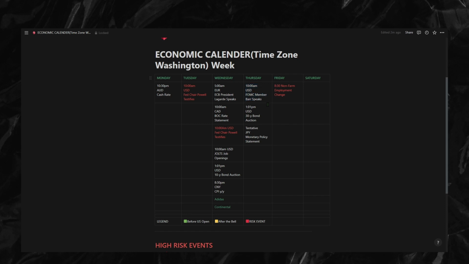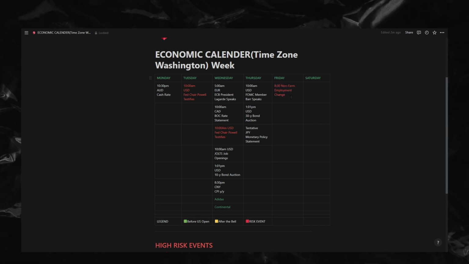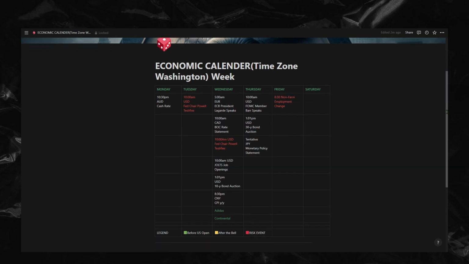And Friday is a high risk event with the NFPs. This is the most anticipated highlight this week. The Fed needs this data for its rate cycle. The data was immediately priced in at this time.